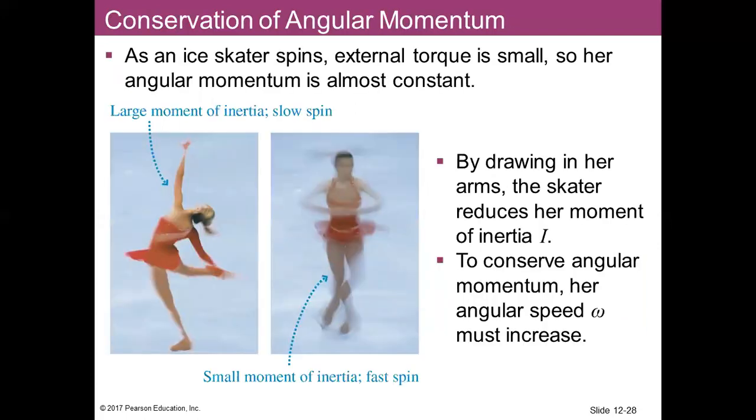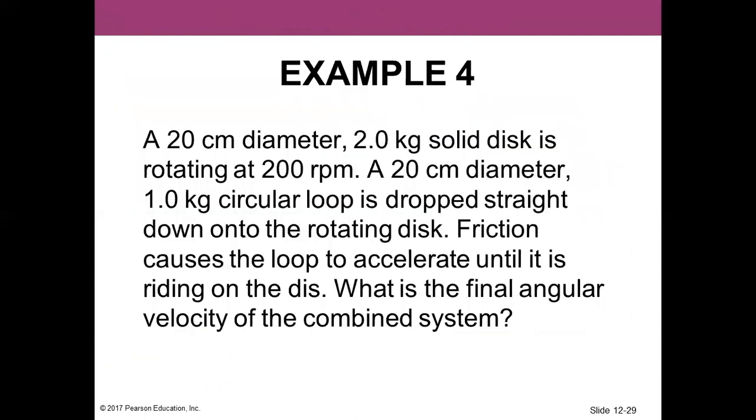So let's consider here a skater who spins. The external torque is small, so her angular momentum is almost constant. By drawing in her arms, the skater reduces her moment of inertia. To conserve angular momentum, her angular speed must increase.